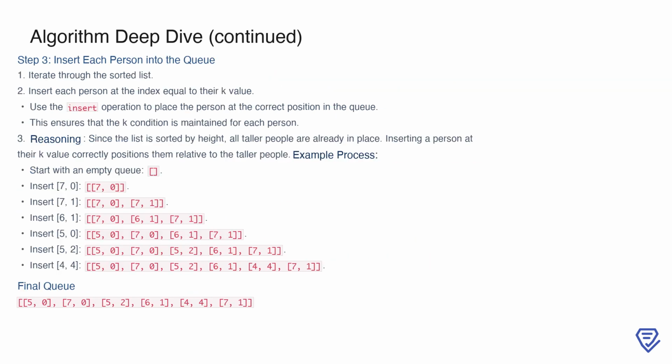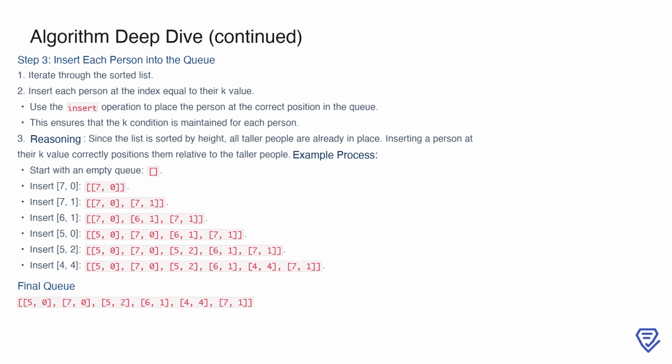Now that we have the input sorted, the next step is to insert each person into the queue at the position corresponding to their k value. This is done iteratively. For each person in the sorted list, we use the insert operation to place them at the correct index in the queue. This ensures their k condition is satisfied relative to the taller people already placed.